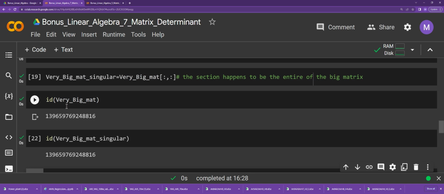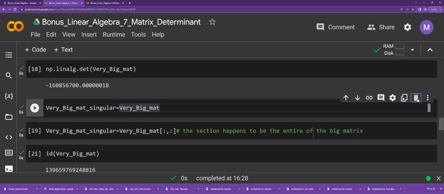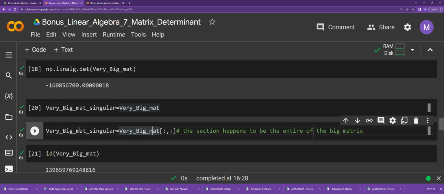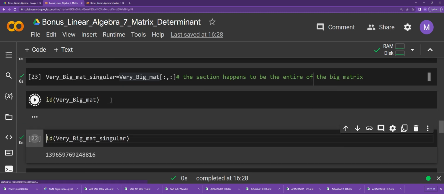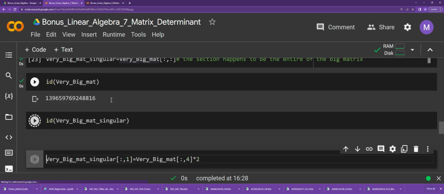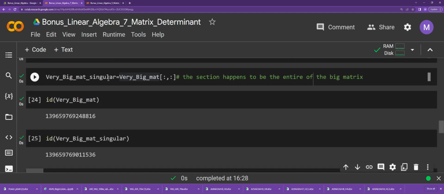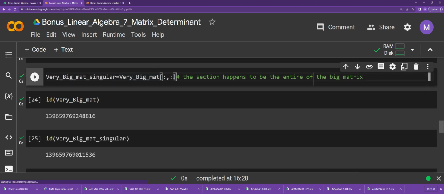Whereas if I do it the right way, so I'm going to get rid of this, let's just have it there. Whereas if I say that this new matrix equals a section of the very big matrix, okay, now I have two different matrices. If I do id, which shows you the location in the memory, you can see that now they have different memories. So they are not the same. Yes, they have the same exact elements, but as defined in memory, they are not the same. So just pay careful attention to that.